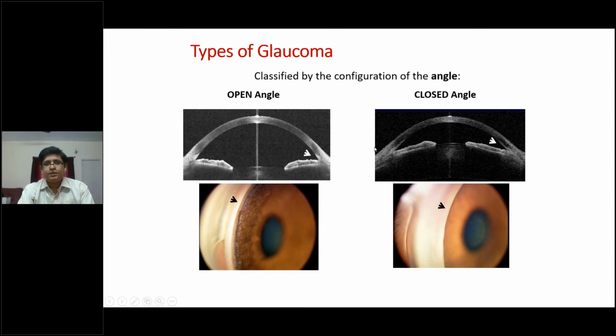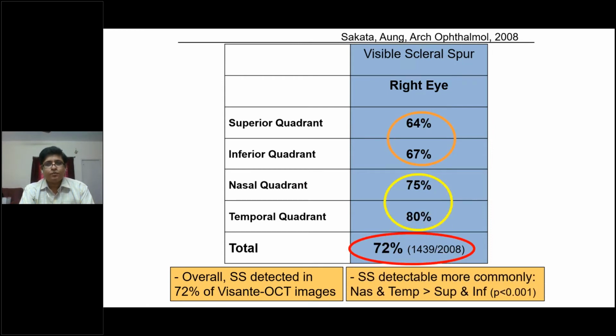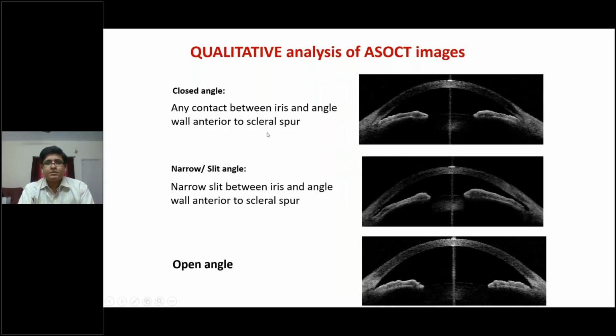You can see that there is high definition, a highly reflective trabecular meshwork, and if you can detect the scleral spur, you will be able to tell qualitatively whether it is a closed angle or an open angle. However, there were problems in detecting the scleral spur. Only 72% of the patients with angle closure were detected, and it is still improving with newer versions. However, it is being extensively used in many places where, for whatever reason, gonioscopy is a problem, which I would not encourage actually.